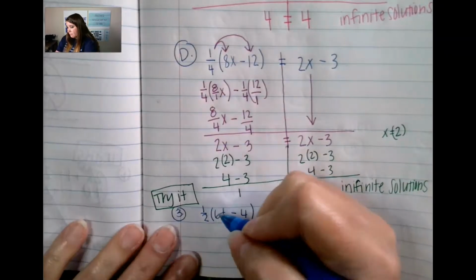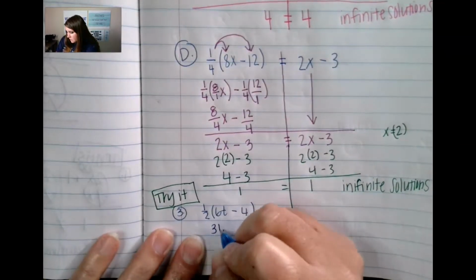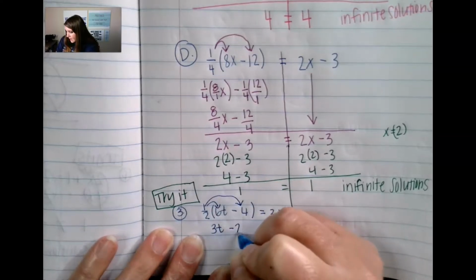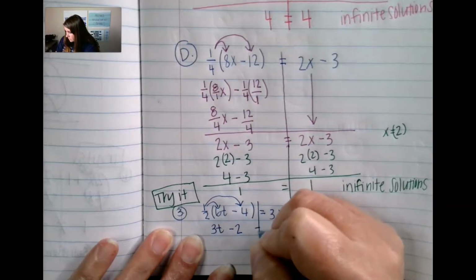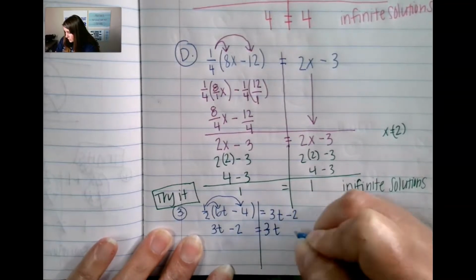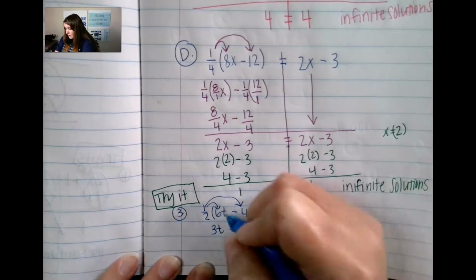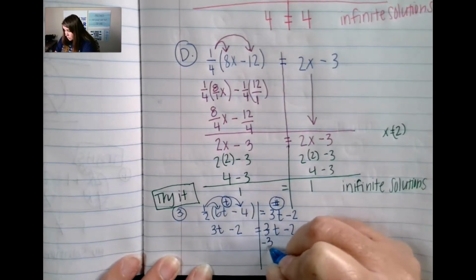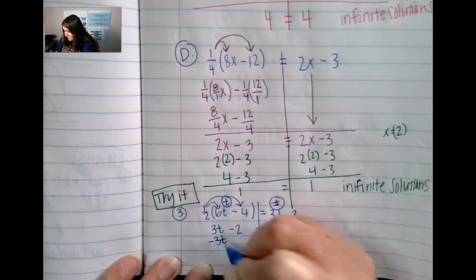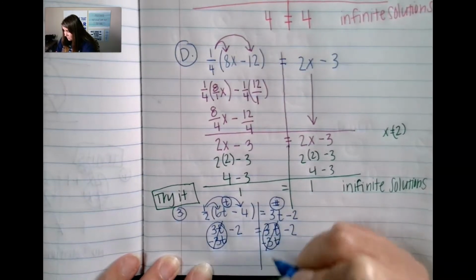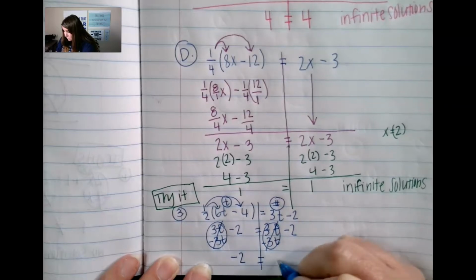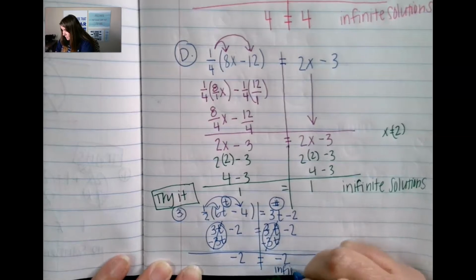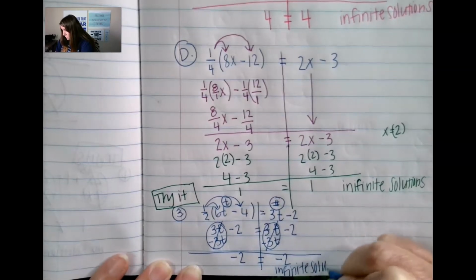All right, if I have half of 6, that gives me 3t. And if I have half of -4, that means I have -2, which is equal to 3t minus 2. Again, I want t's on one side, numbers on the other. So I could subtract 3t and subtract 3t. They cancel each other out, and I get -2 is equal to -2. So this has infinite solutions.